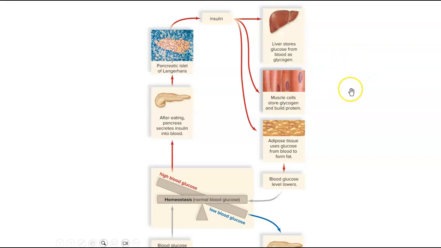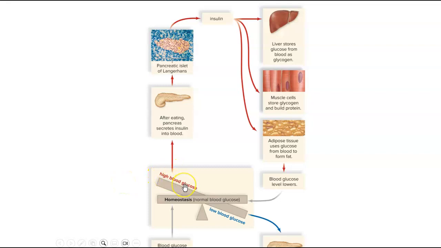But I know diabetes is something that everyone will have some kind of experience with during their life, whether it's them personally or a family member. So I think it's important that we all understand it. So let's look at this negative feedback chart here.